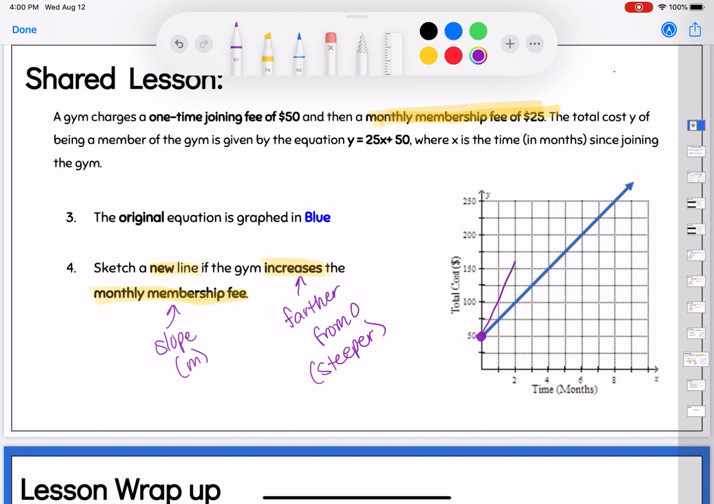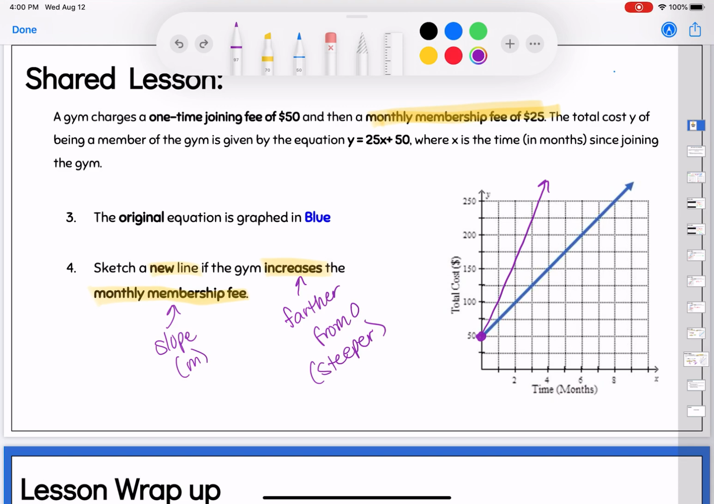So it could be something like this. It could be something like this, right? Could it be straight up and down? Probably not, right? That means that they're just going to charge you an infinite amount of money for every month, and that doesn't quite make sense. So make sure it makes sense in the problem, but it could be fairly steep. Who knows? Jim might be really desperate for money, and that could be what they need to do.